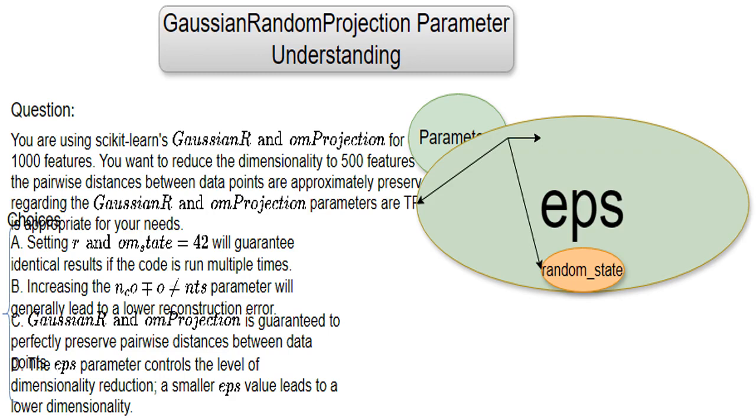This parameter controls the accuracy of the dimensionality reduction. A smaller eps value means you want to preserve distances between data points more precisely, but it might require more dimensions, a higher n_components value. Think of it as a trade-off between accuracy and the degree of dimensionality reduction. More accurate, likely higher dimensionality.